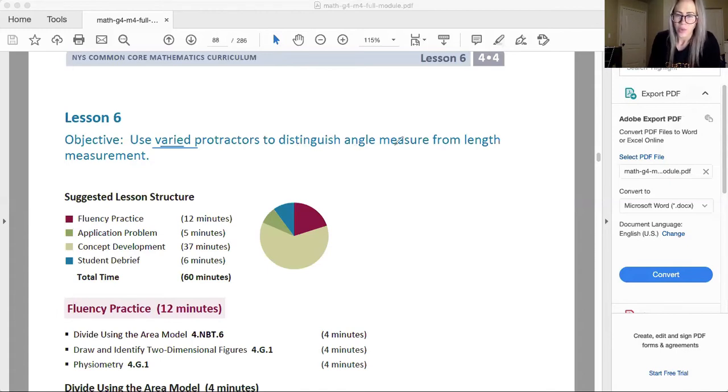Let's see here. Another word you're going to want to know is distinguish. So basically what this means is telling you the difference. And when you're using different types of protractors to tell the difference between angle measure and length measure, that just means you're going to be able to tell the difference between those.